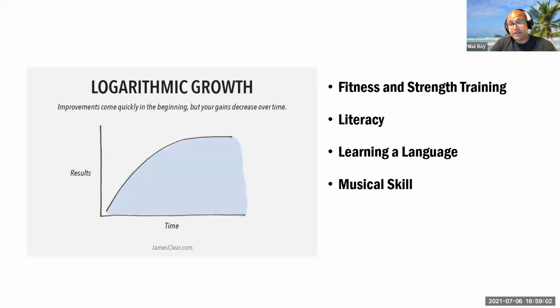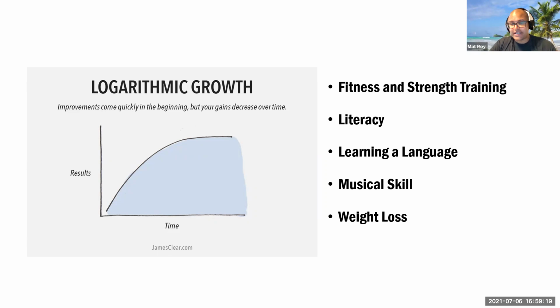Learning a musical instrument, pretty much any hobby that you've ever had to learn is going to be modeled by logarithmic growth, because in the beginning, improvements happen very quickly. But the better you get at it, for example, professional musicians have to work a lot harder to make improvements.